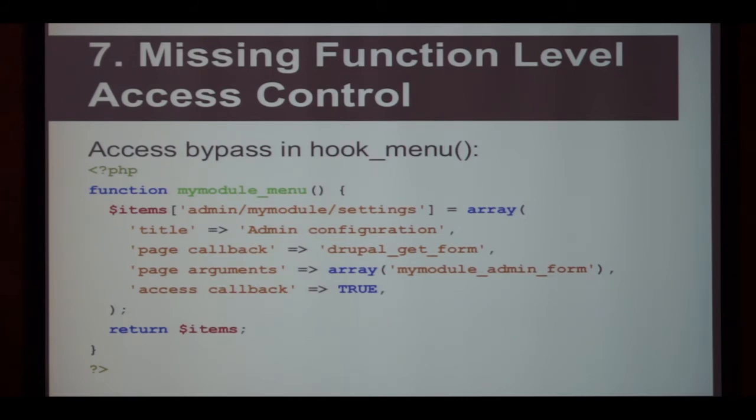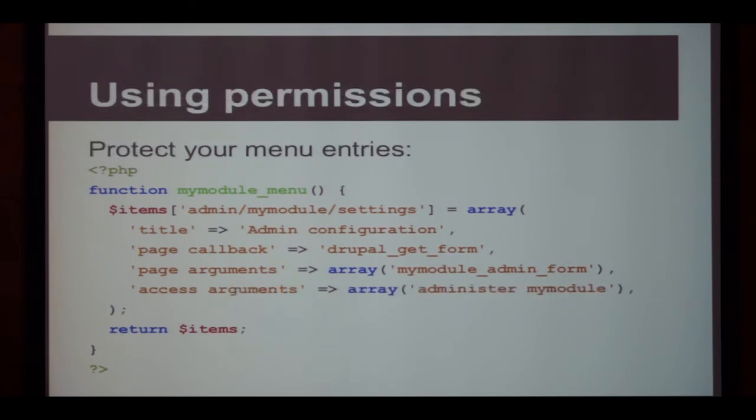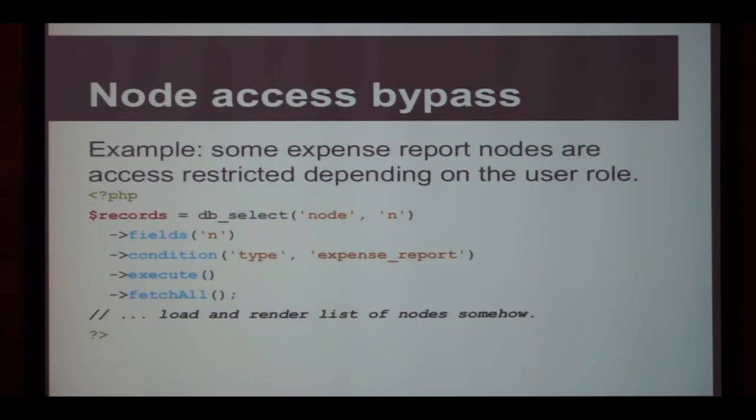So an anonymous user can go to /admin/my-module/settings, input some stuff and submit it, and no access restrictions are applied because there is no access callback. So always check your hook menu definitions to protect against that. And the obvious solution to this problem is to put a permission into access arguments, and then your administrative callback is protected, and no anonymous user or other authenticated user can access this page.